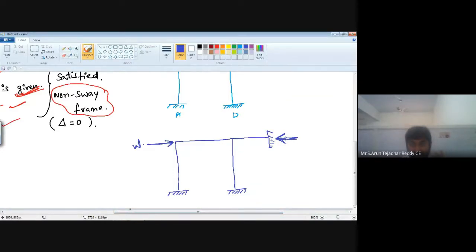Now, due to this horizontal reaction, the load is moving in the right side direction. The load is on the left side, but it is moving to the right. So definitely we will have some deflection here.